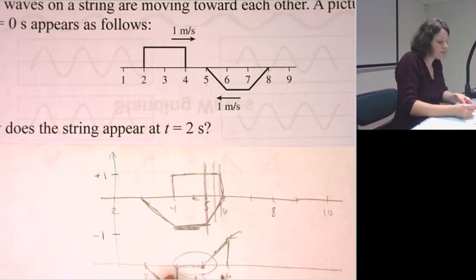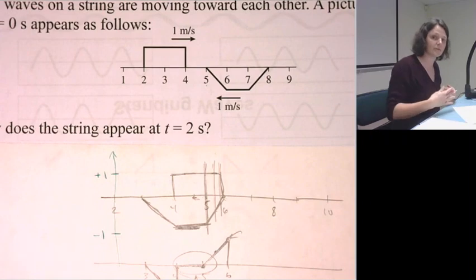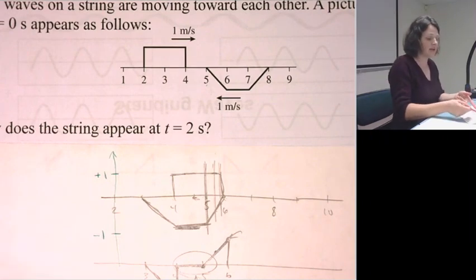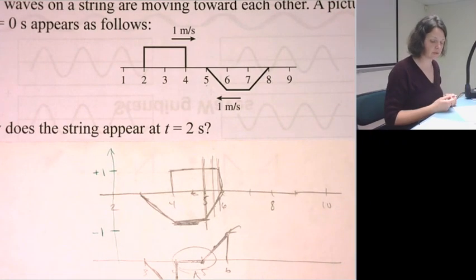Okay, so we still do have these two waves that are passing through each other. So there's velocity in these waves. So we do have kinetic energy, but we don't have any potential energy.